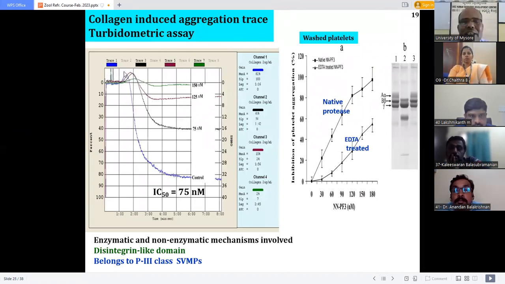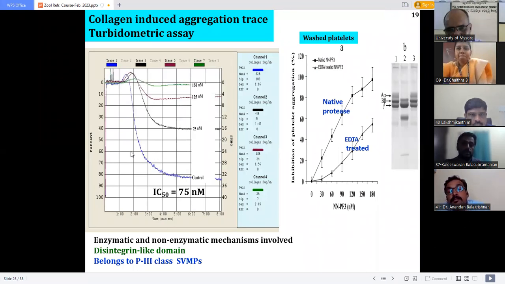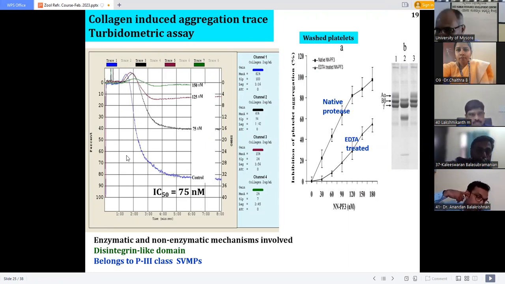So aggregation we just followed using turbidimetry. You can see over here, this is the collagen alone induced aggregation. Turbid means the solution becomes thick, is it not? If turbidity is decreased, it will pass more light, is it not? Most of the light is passed through. So that means this is collagen induced aggregation.